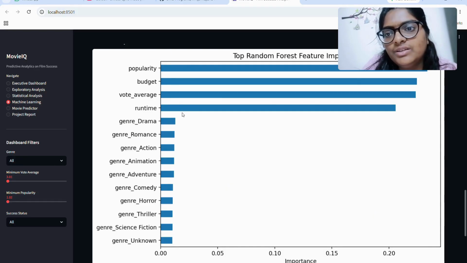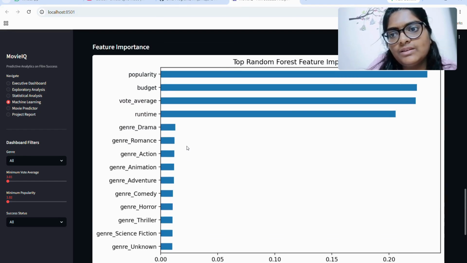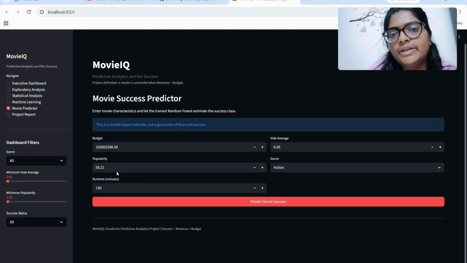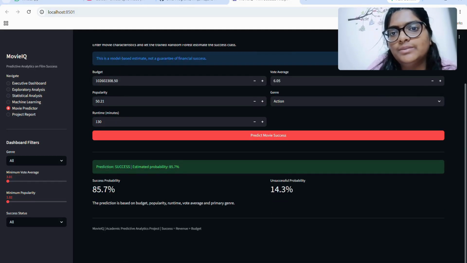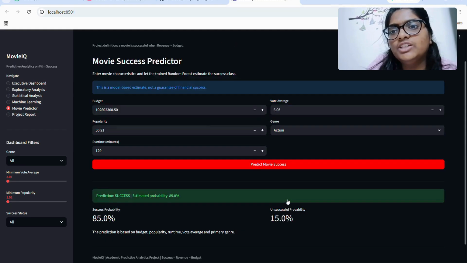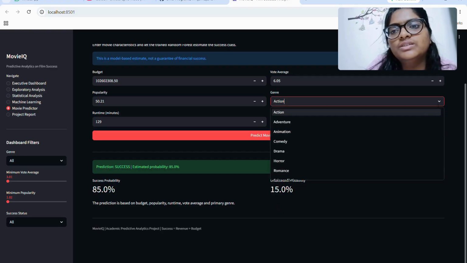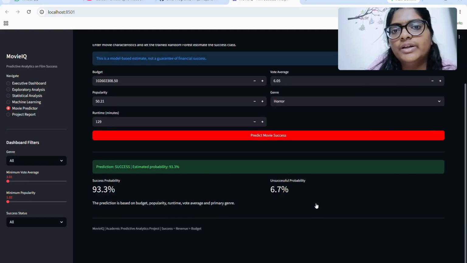Movie prediction is one of the main interactive features. A user can enter movie characteristics such as budget, popularity, runtime, vote average, and genre. After entering the values, the random forest model will predict whether the movie is likely to be a success or failure. The dashboard also provides the estimated probability for the prediction. This demonstrates how the machine learning model can be transformed into interactive decision support.